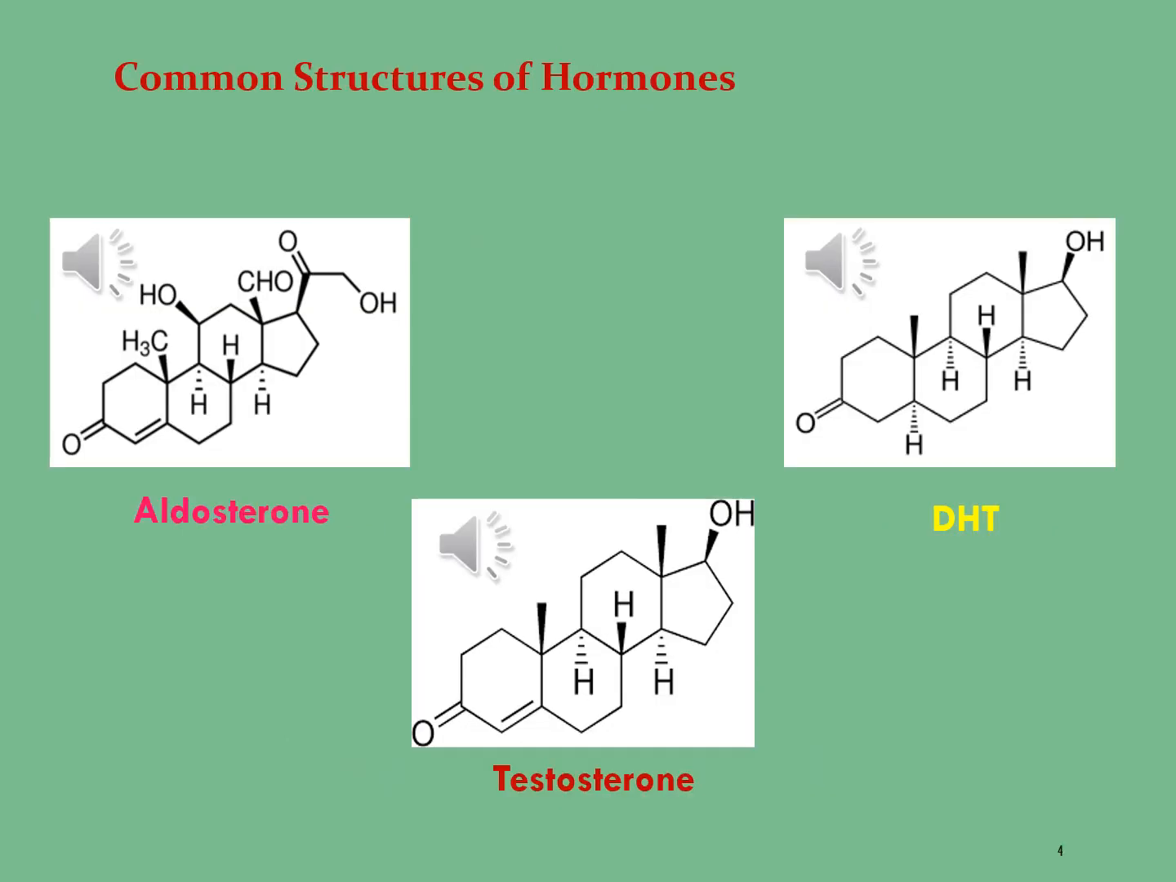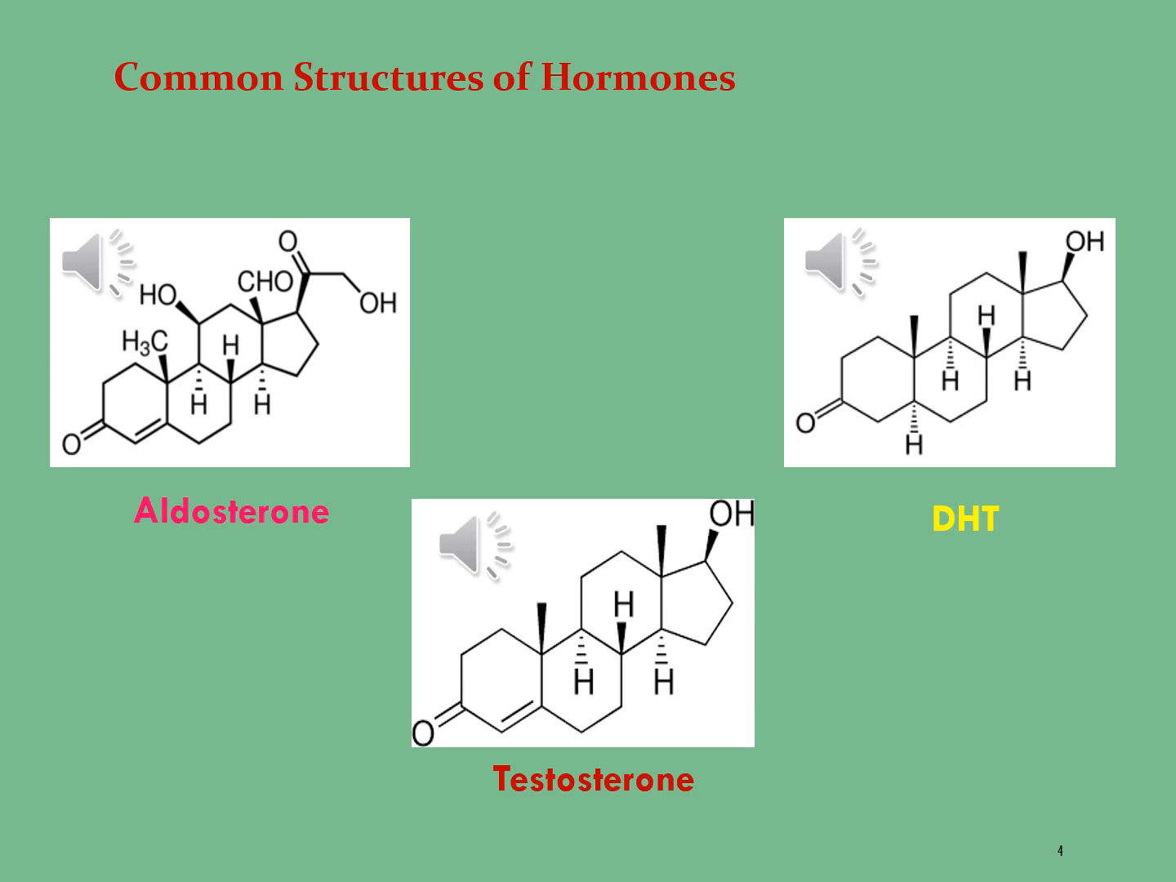Let's see aldosterone. This molecule consists of a total of 21 carbon atoms, 28 hydrogen atoms, and 5 oxygens. There is a carbonyl group at carbon 3, a methyl group at carbon 9, a hydroxyl group at carbon 11, and an aldehyde group at carbon 13, in addition to the methoxy group attached to the carbonyl group at carbon 17.